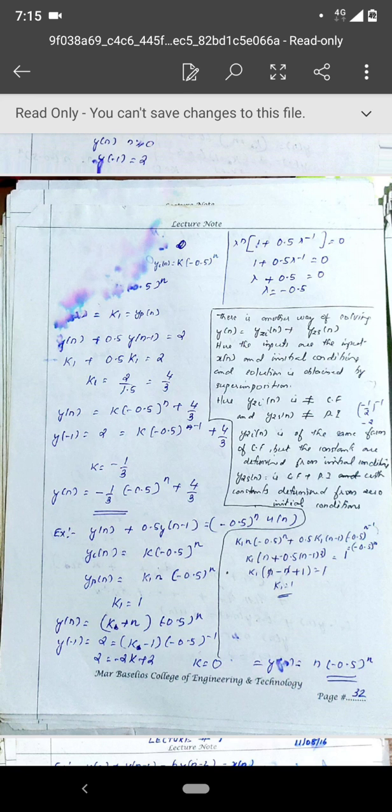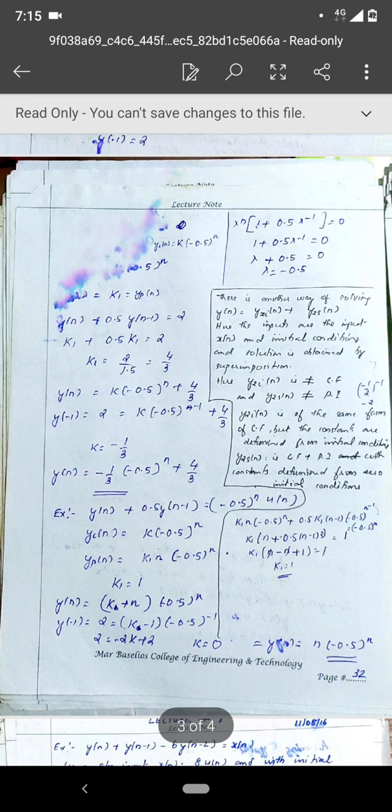It's on the top of the page, that is page number 32, top position. yc of n is equal to k into alpha raised to n. Here alpha is lambda raised to n. Here the lambda is minus 0.5, raised to n. That is yc of n. Okay, but let us keep that yc of n as such.